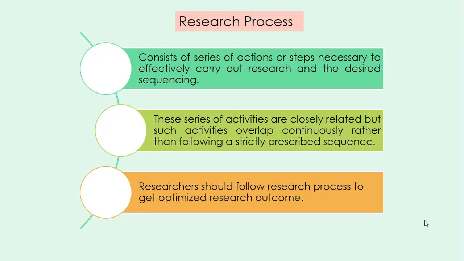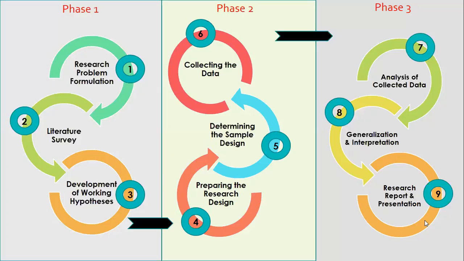So researchers should follow the research process to get an optimized research outcome. You cannot have data gathering if you have not identified the problem, you have not specified your objectives, or you have not read any related literature, and then you just jump to the conclusion. You cannot do that. In research, you have to strictly follow the process before you can have a good outcome. That's the golden rule in research.